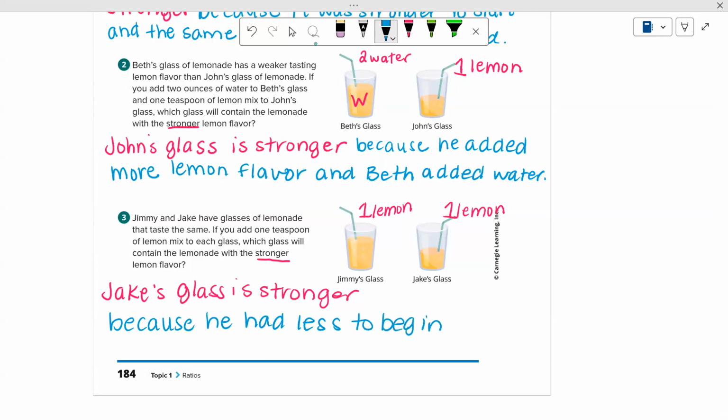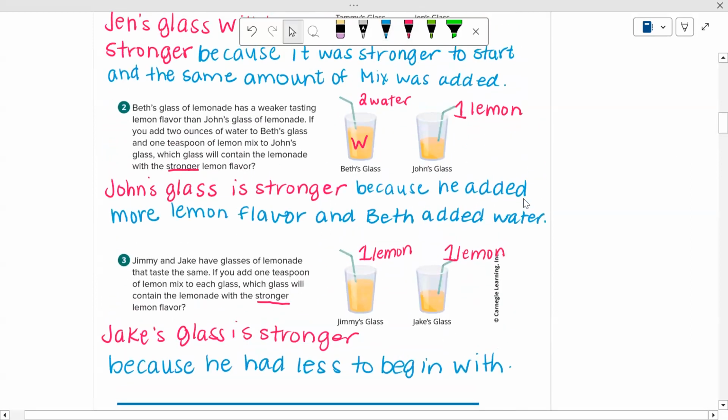He had less to begin with. So there's less water, right? There's less water in Jake's, so it'll have a stronger flavor. And this, friends, is qualitative reasoning. We didn't do any math whatsoever. We just used our logic skills. And that is what qualitative reasoning is.